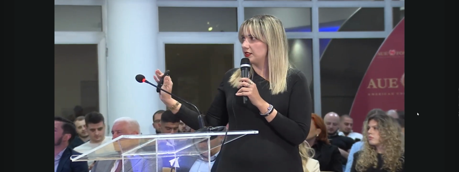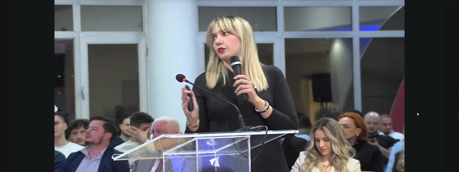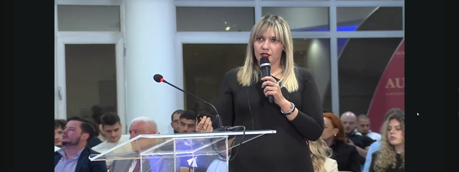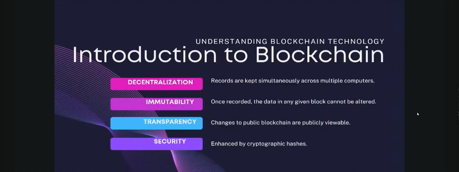So, a short introduction: these are the four most important things that made this technology possible. The four key components are decentralization, so all the records are kept simultaneously across multiple computers. Then it's immutability. Once a record is set, you cannot change it. When you make a change, it will just write a new record, but the old one will still be there. That gives us transparency because we can always see all the changes, every transaction that is made, everything is there publicly on the blockchain, visible by anyone. And the security, of course, that is encased with a lot of cryptographic hashes.